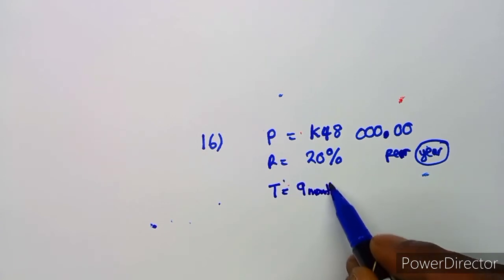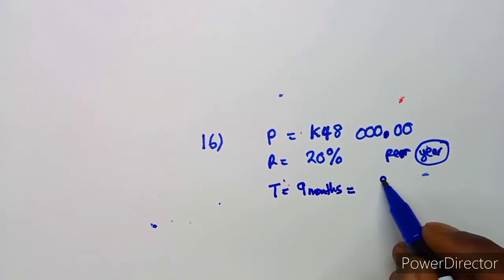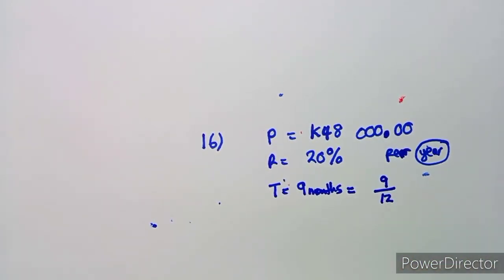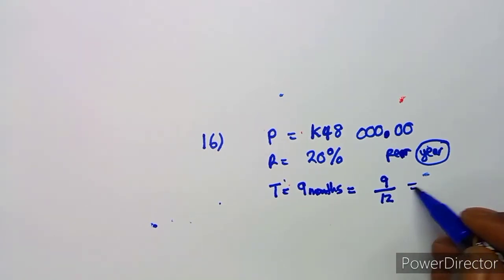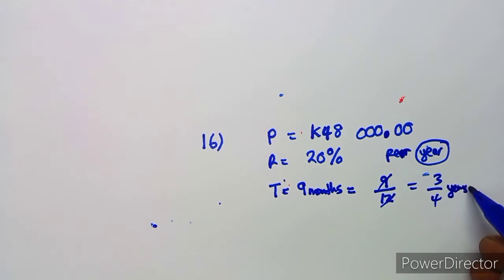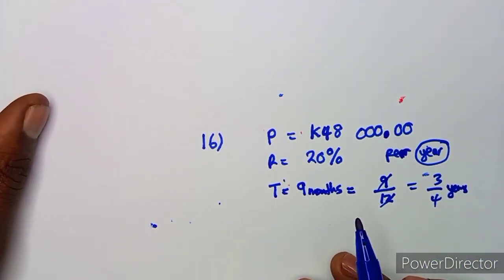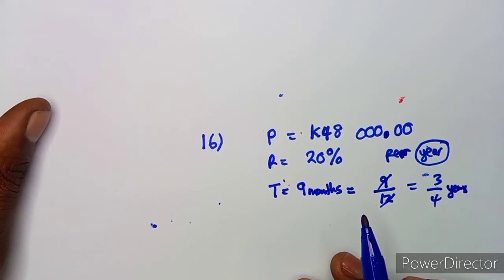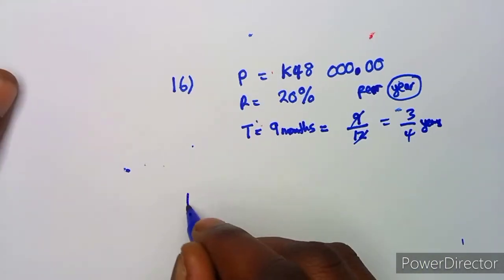So how do I convert 9 months into years? You divide by 12. Everything that is in months, simply divide by what? By 12. And that's going to give us 3/4. So this is 3/4 years. So this is our time in years. And what do we need? We have to calculate the interest. So we can just use the simpler formula.